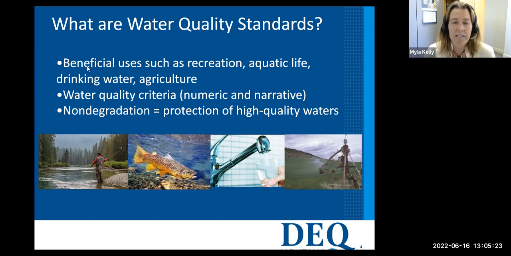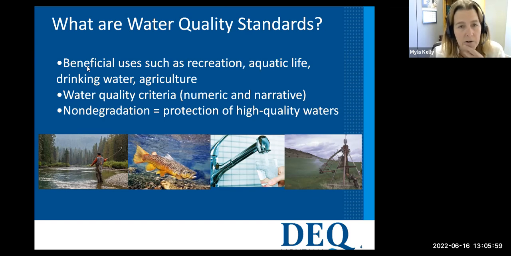So we're going to start here with just the basics of water quality standards. Water quality standards are essentially the way in which we define and determine clean water. And we do that using three different legs of that water quality standards stool. The first is the beneficial uses, and we define what the beneficial uses are for our waterways, how we are going to use that water. These are things such as recreation, aquatic life, drinking water, agriculture. These are all beneficial uses.